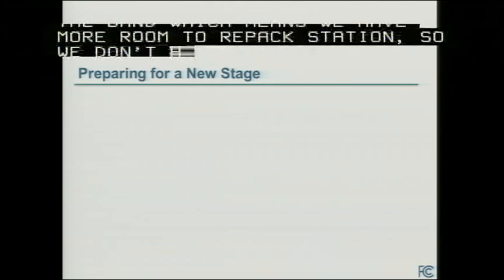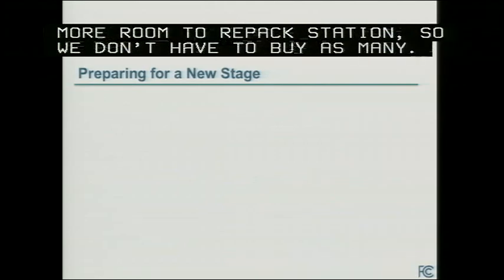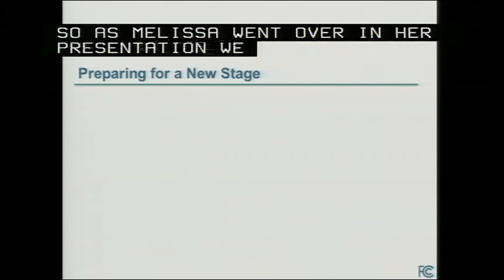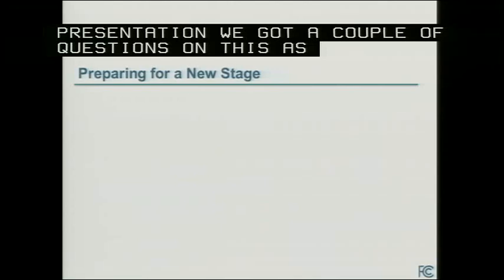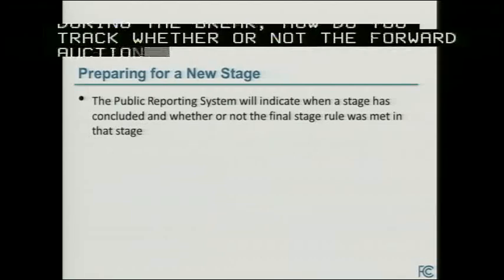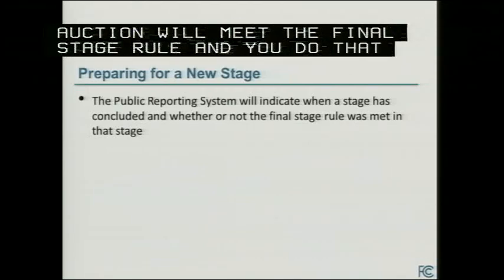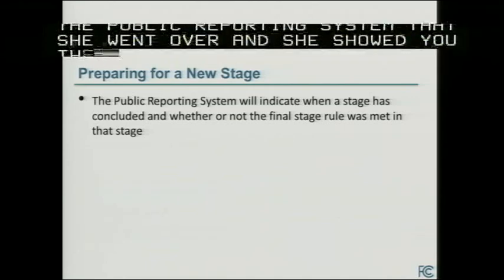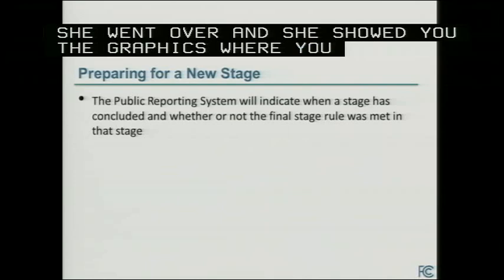As Melissa went over in her presentation, and we got a couple questions on this as we were going through the questions during the break, how do you track whether or not the forward auction is going to meet the final stage rule? You do that using that public reporting system that she went over. And she showed you the graphics where you can see on that dashboard, you'll be able to track whether or not those little boxes turn green.